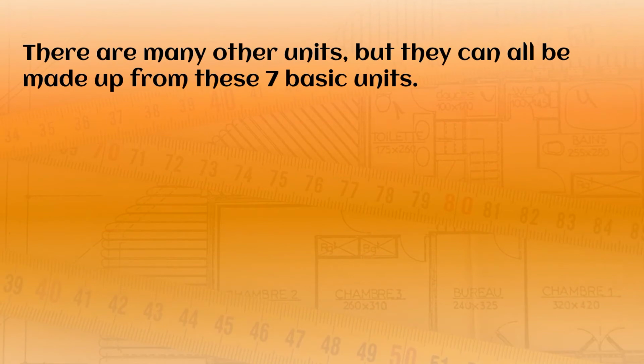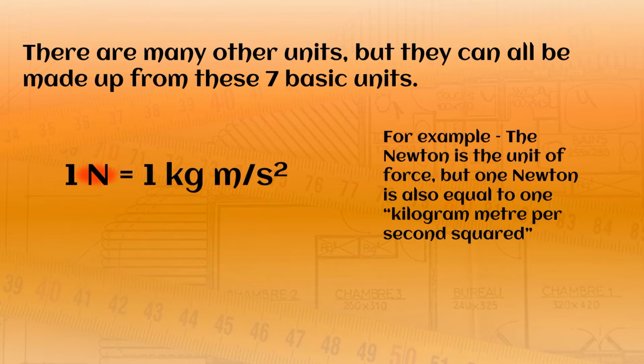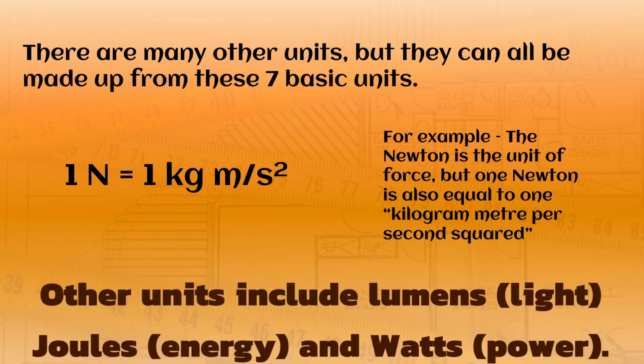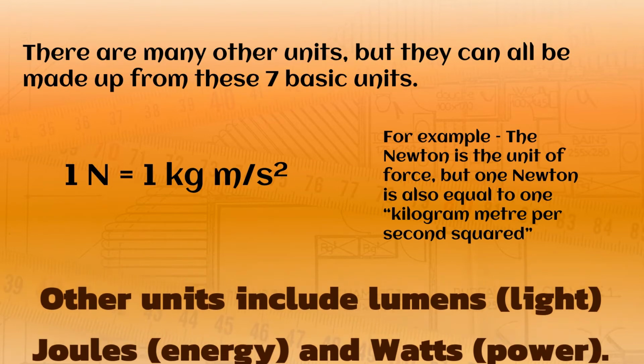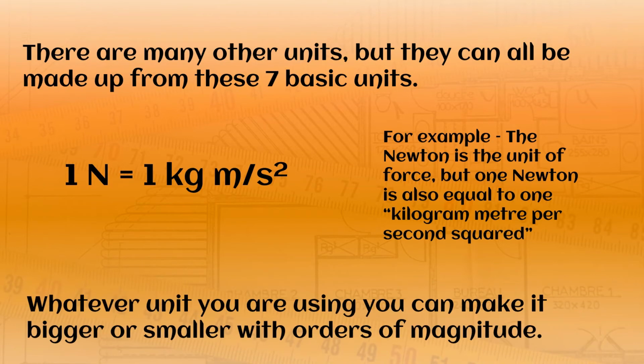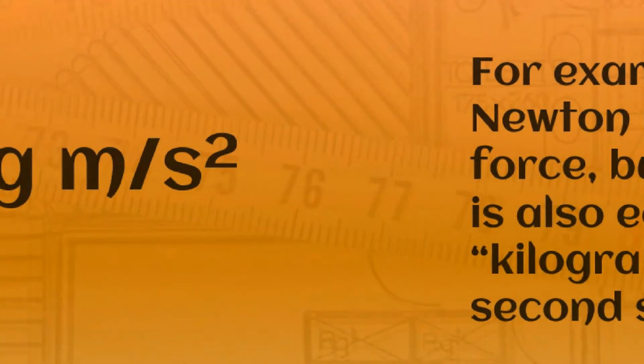There are many other units that we use, but they can all be made up from these 7 basic units. For example, you might have heard of the Newton as a unit of force, but 1 Newton is also equal to 1 kilogram meter per second squared. And kilograms, meters, and seconds are all basic SI units. Whatever unit you are using though, you can make that number bigger or smaller with orders of magnitude, and that's what we're going on to look at next.